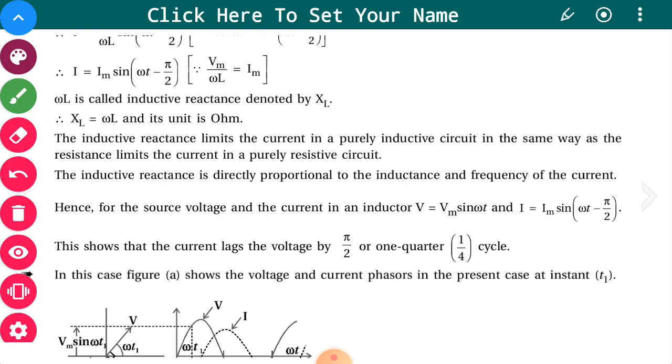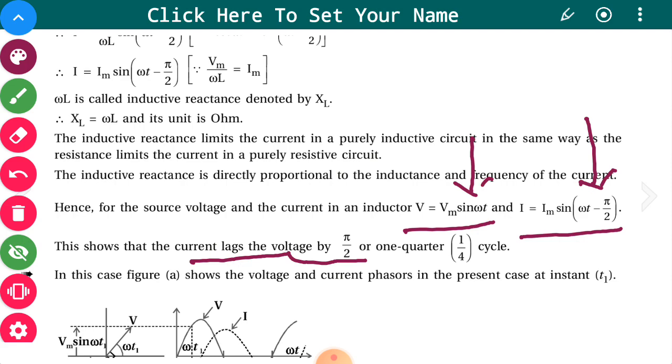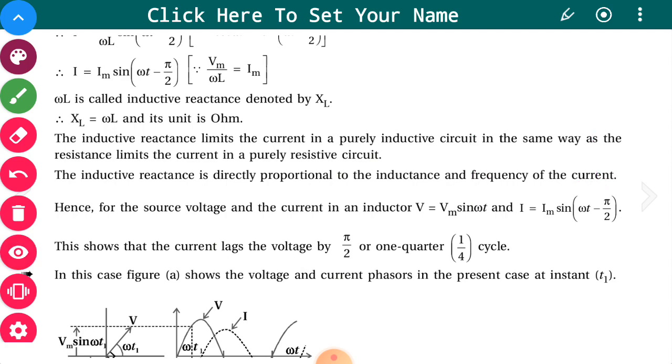Now our equations of current and voltage are here. V is equal to Vm sin omega t is the equation of voltage. I is equal to Im sin of omega t minus pi by 2 is the equation of electric current. So here current is lagging behind. Current has its phase 90 degrees less than the angle of the voltage, so current lags behind the voltage by pi by 2, or we can say it is 1/4 cycle behind.